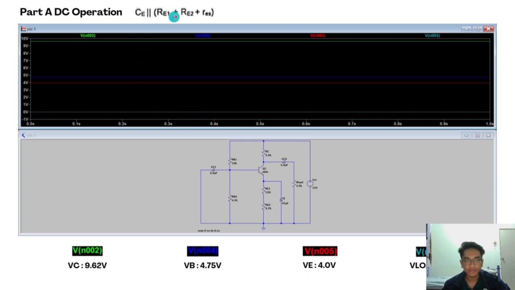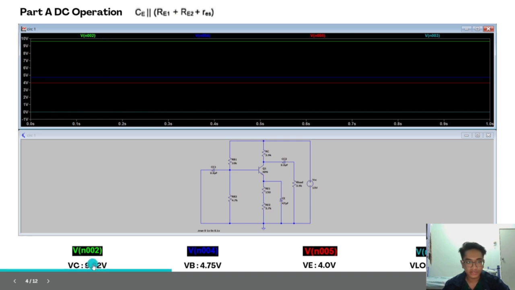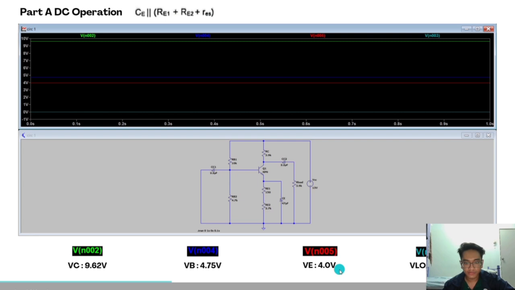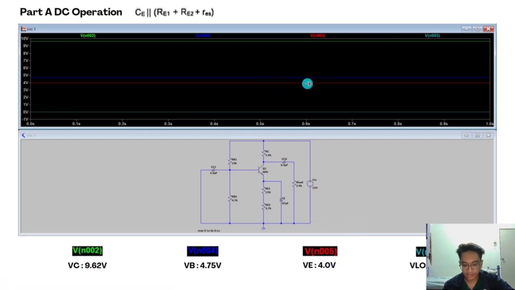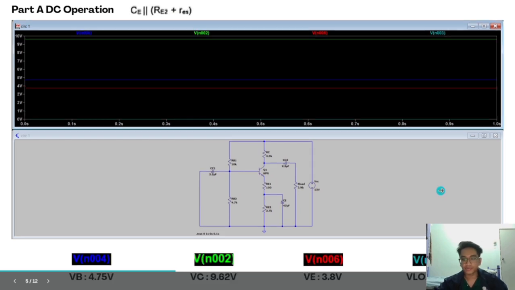For the second one, the capacitor is on top of resistor 1 and resistor 2. So the VC is 9.62 volts, which is this line over here. The VB, this line over here, is 4.75. VE, this line, the waveform is this one. VE is the capacitor connecting to the resistor circuit. And V load is still 0.